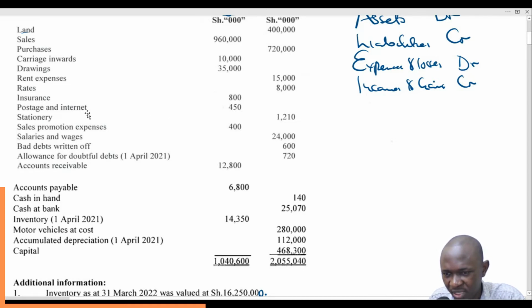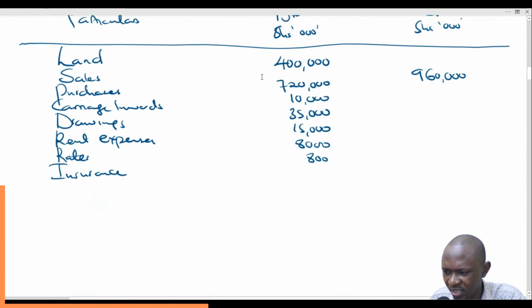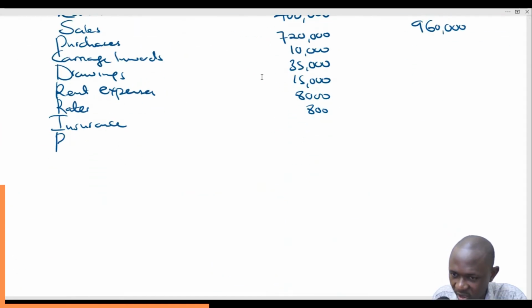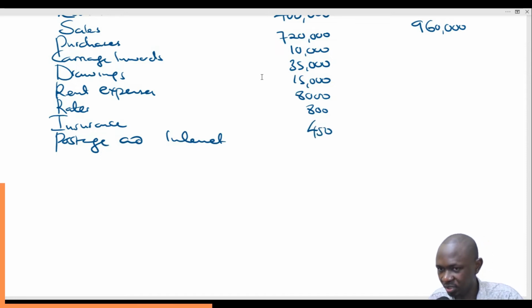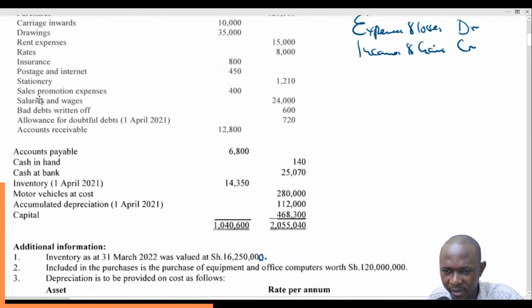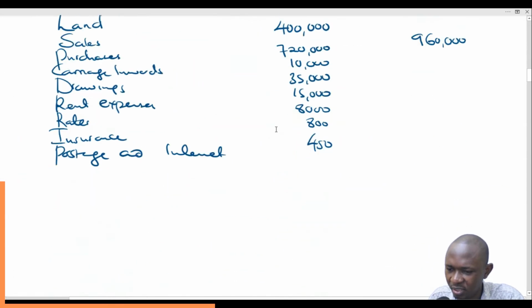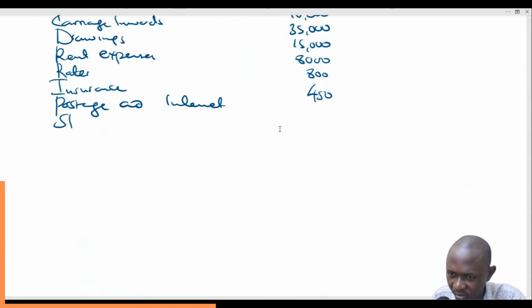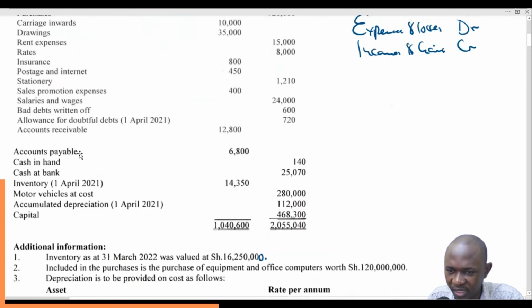So postage and internet, of course, this is not the main reason you started the business, so these are expenses. Postage and internet 450 on the debit side, it's an expense. Then we have stationery. 1210, stationery is an expense, so it will appear on the debit side because it's an expense.